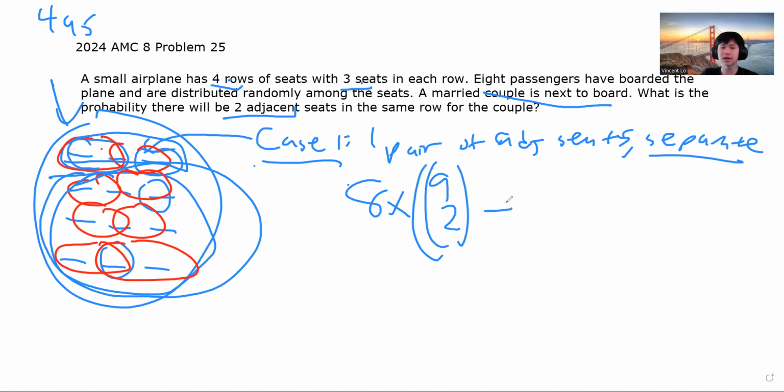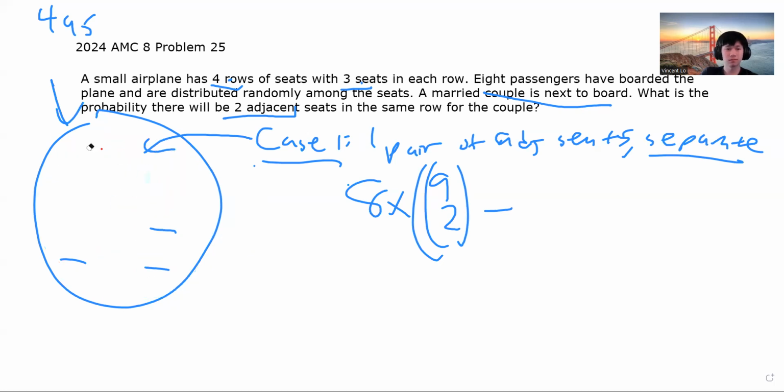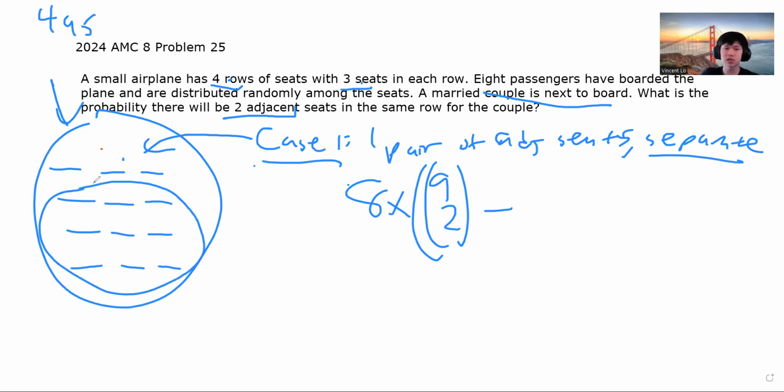9 choose 2, because again, there are 9 seats and we want to choose 2 empty seats from them. So we do 9 choose 2, subtracted by the number of ways where they are adjacent. Let me redraw this, it's getting a little bit crowded. Basically, we have to subtract the cases where the 2 empty seats you choose here are adjacent.